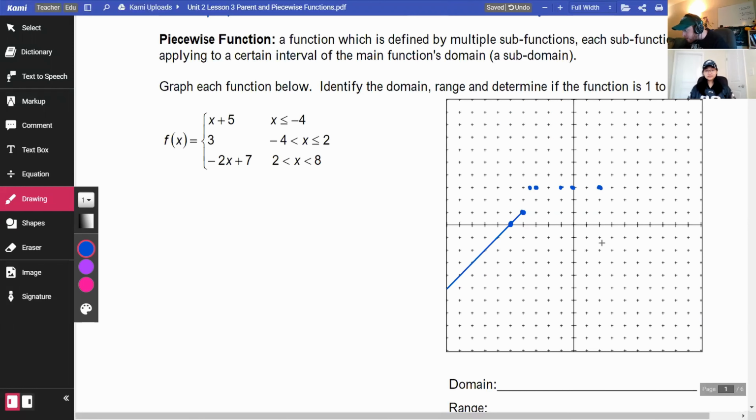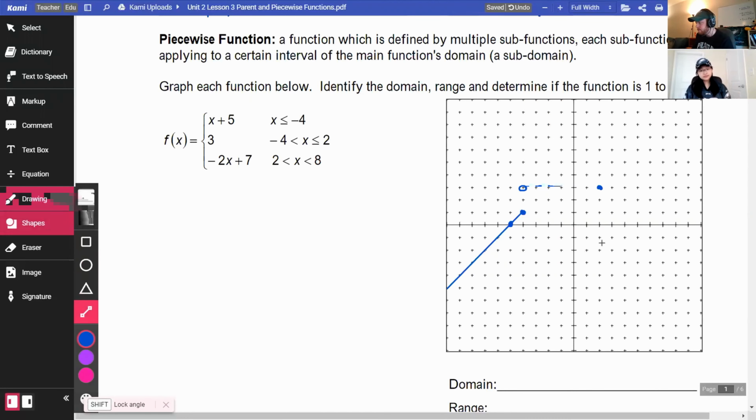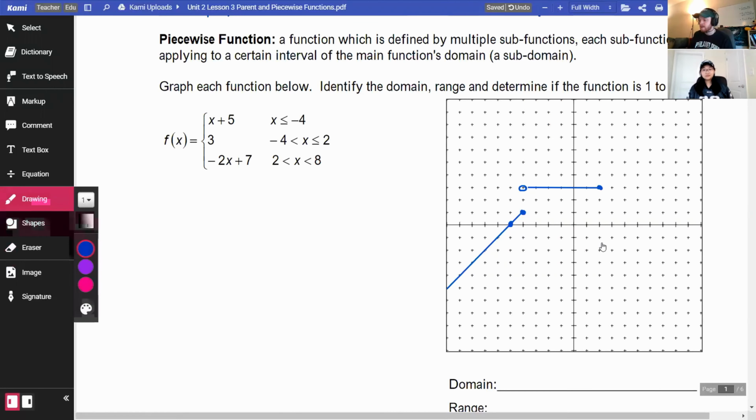All right, what am I doing as I get closer and closer to -4 though? We can include everything up to -4, but we have to have an open circle at the point -4, 3. Because this subdomain is not including -4. Well, nice. We're graphing a piecewise function. I don't know why they call it piecewise and not just something else. I guess that's as good as anything.